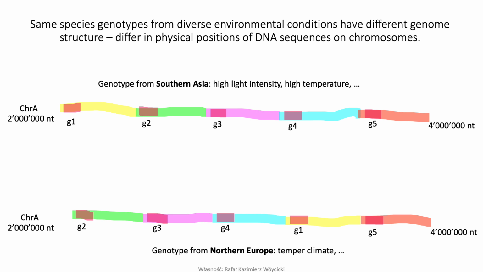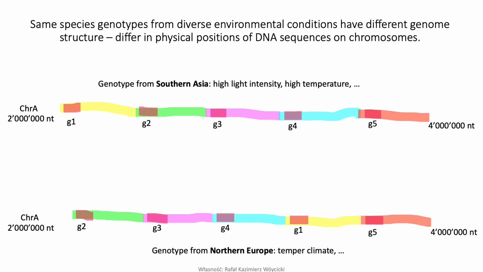For example, we have here the same chromosome from two genotypes of the same plant species, one on the top from Southern Asia, where we have a high light intensity, high temperature climate, and the chromosome positions from 2 million to 4 million with 5 different genomic regions marked with different colors, having 5 different genes.